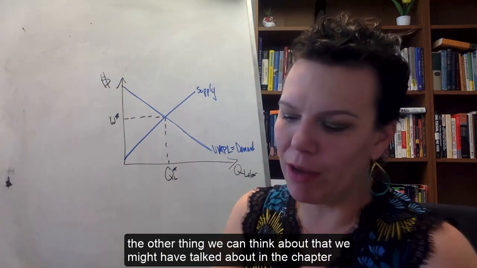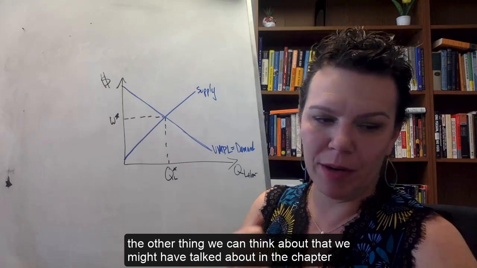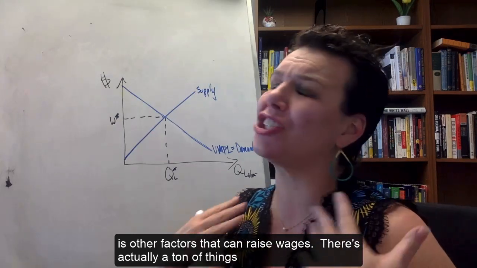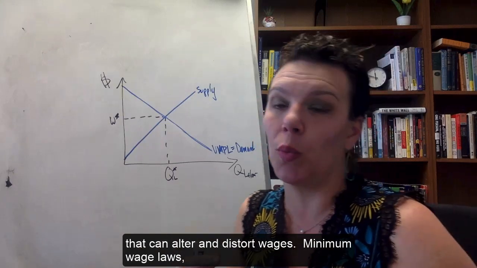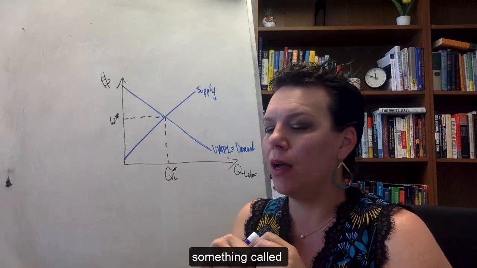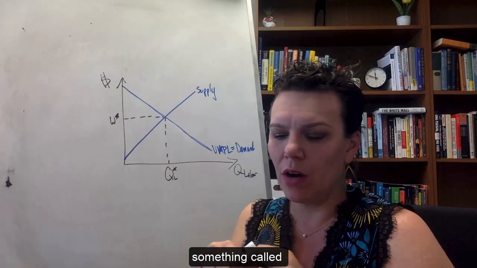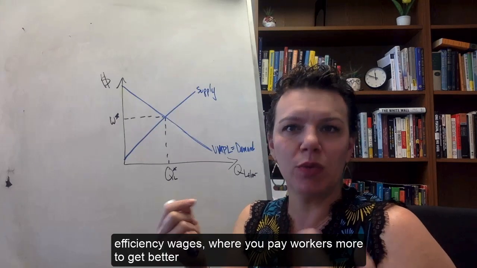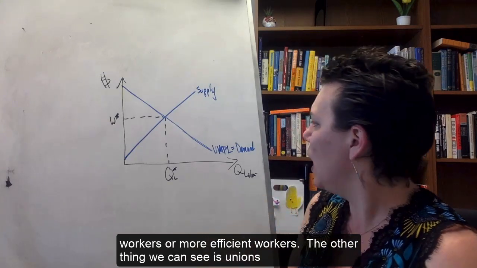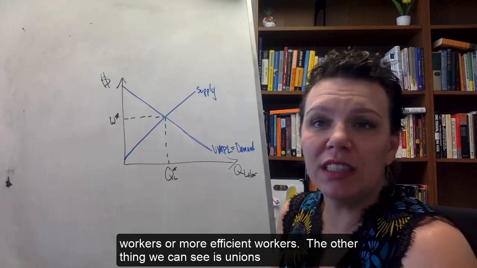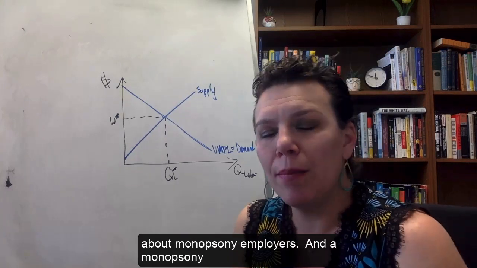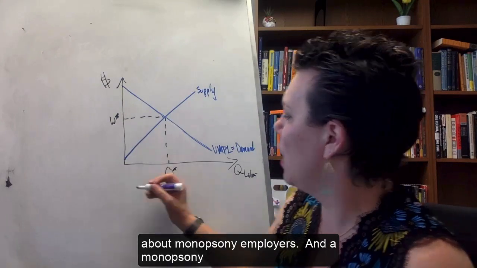The other thing we can think about that we might have talked about in the chapter is other factors that can raise wages. There's actually a ton of things that can alter and distort wages. Minimum wage laws, and efficiency wages, where you pay workers more to get better workers or more efficient workers. The other thing we can see is unions can tend to raise wages, right, through collective bargaining. And then we can also talk about monopsony employers.